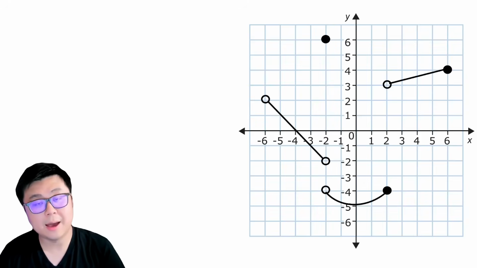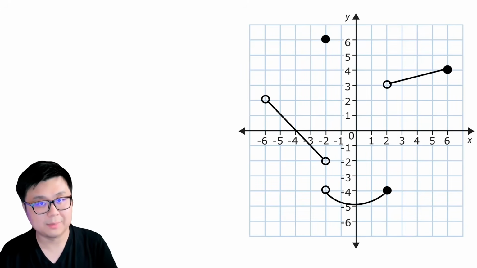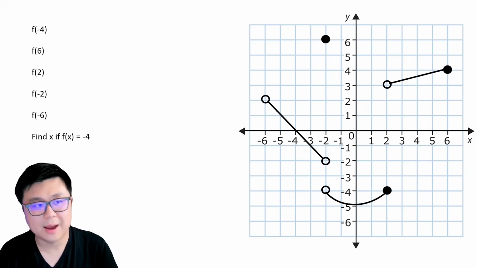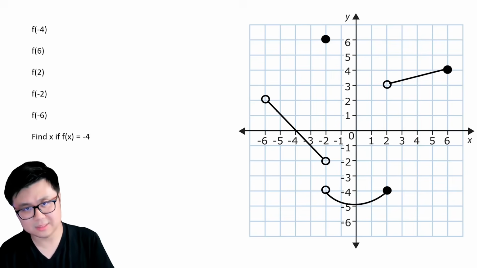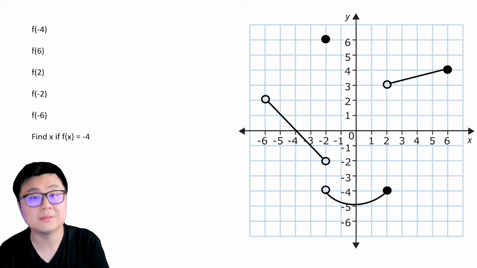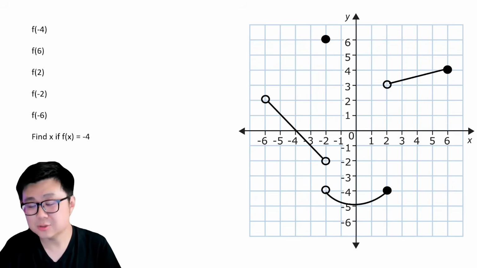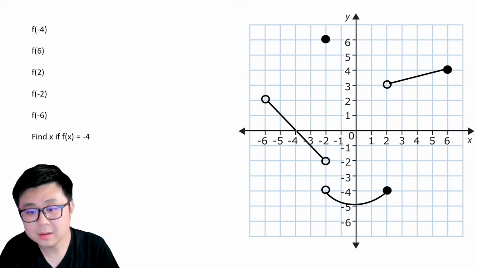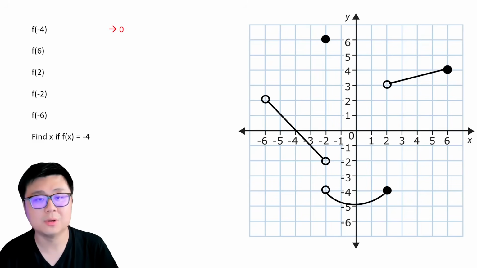You also need to know how to find inputs or outputs graphically, not just algebraically by plugging in. Let's take a look at this graph and look at the first question. They're asking for f of -4, meaning when the input or the x value is -4, what is the y value or what is the output? So just scan the graph, look for where the x value is -4 right here. And where is that point? Well, the y value of that point is 0, so the output is 0.